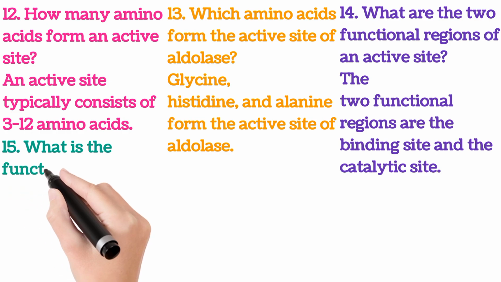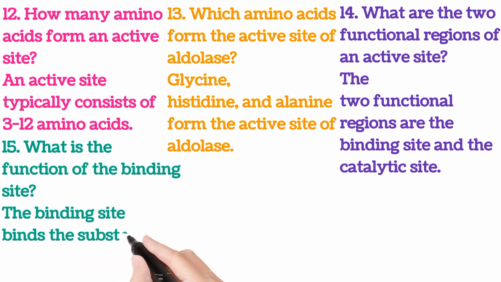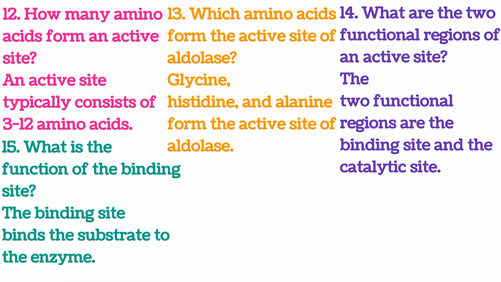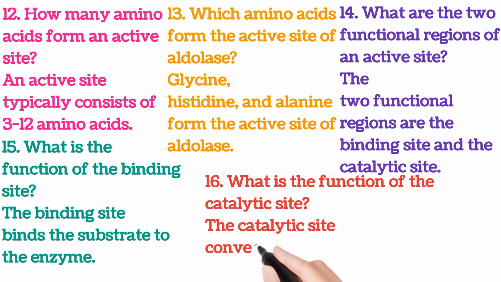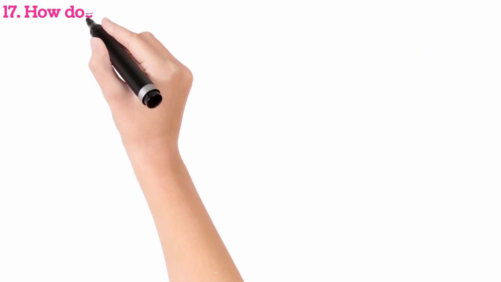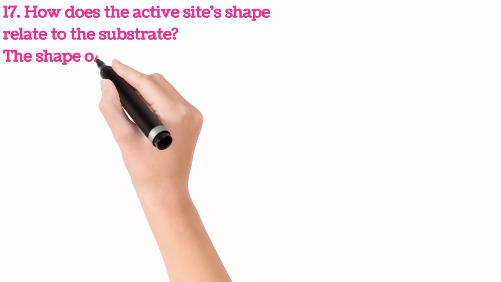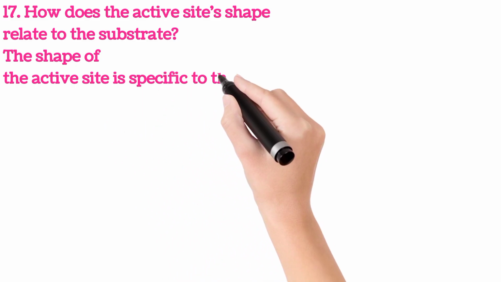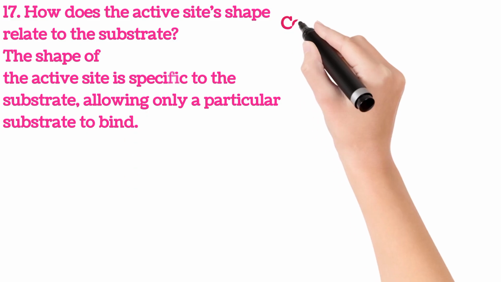15. What is the function of the binding site? The binding site binds the substrate to the enzyme. 16. What is the function of the catalytic site? The catalytic site converts the substrate into the product. 17. How does the active site's shape relate to the substrate? The shape of the active site is specific to the substrate, allowing only a particular substrate to bind.